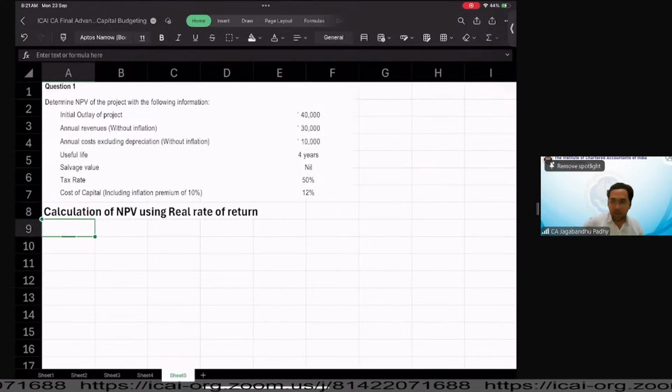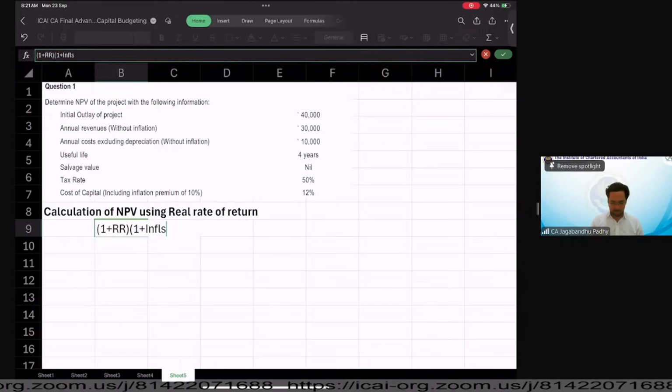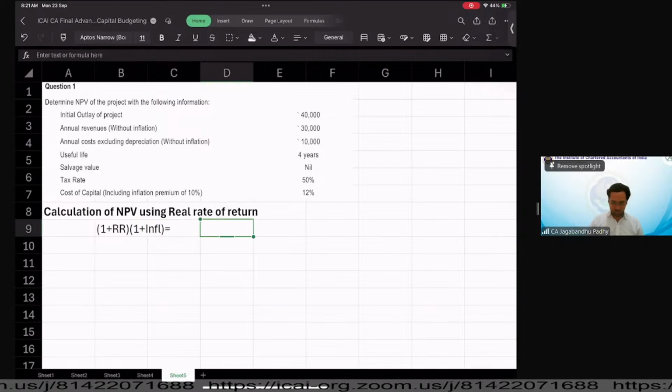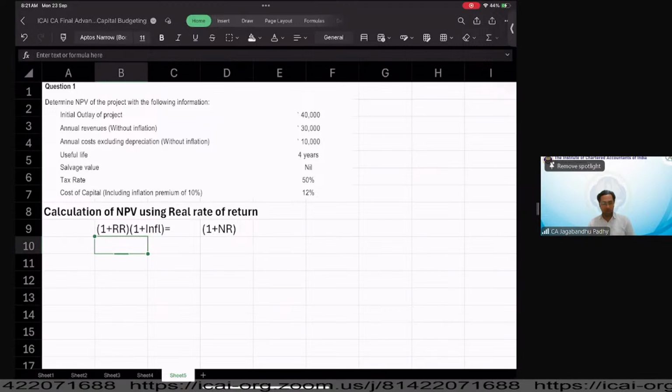Now, do we remember the real rate and the nominal rate formula? Can I say it was 1 plus real rate, multiplied by 1 plus the inflation, equal to 1 plus nominal rate, right? So from this, can you calculate the real rate of return? I'll give you a minute's time to calculate the real rate of return. Please try to calculate the real rate of return, guys.